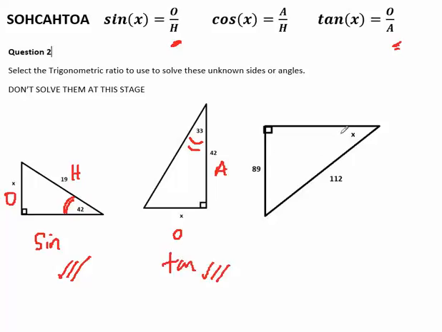And in the third example, here is the angle. This is the opposite. This is the hypotenuse. Therefore, I would use sine again. Done.